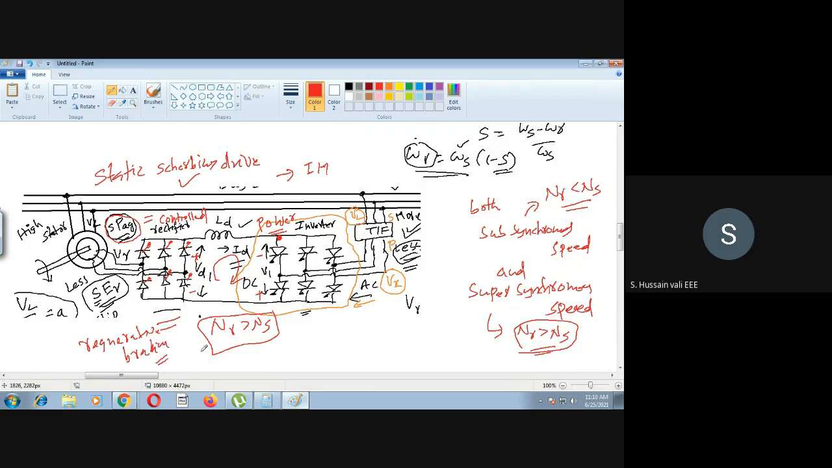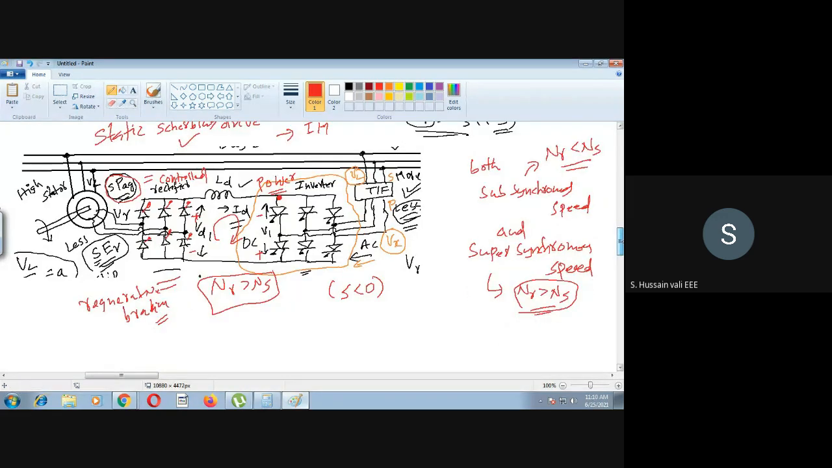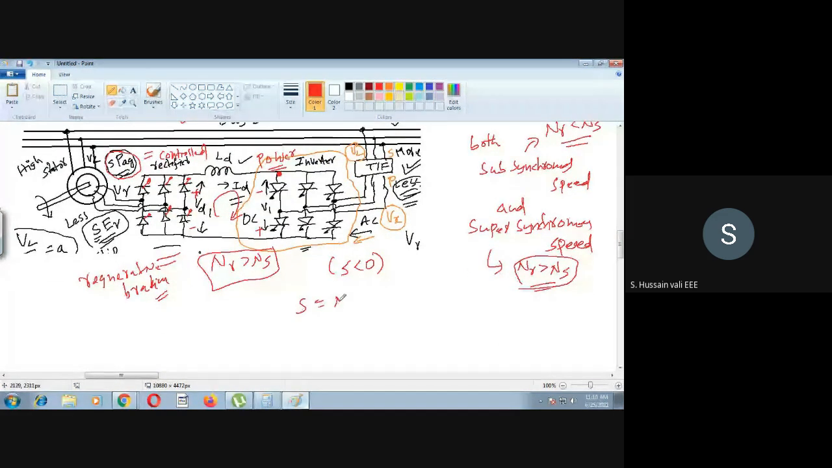In case of regenerative braking also you can use. So what is regenerative braking here? It is S less than 0. You recall S is equal to (NS minus NR) by NS. So when you have this, how can you make this slip negative?